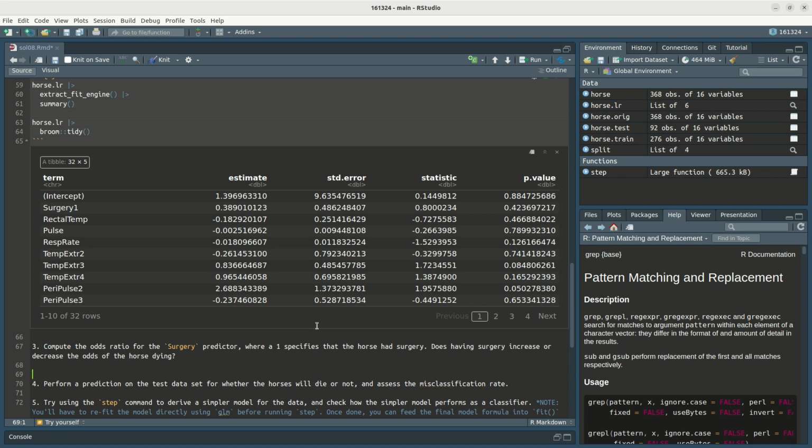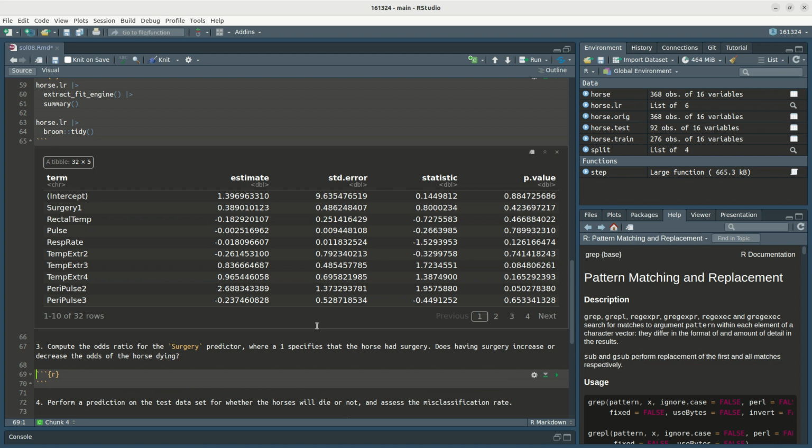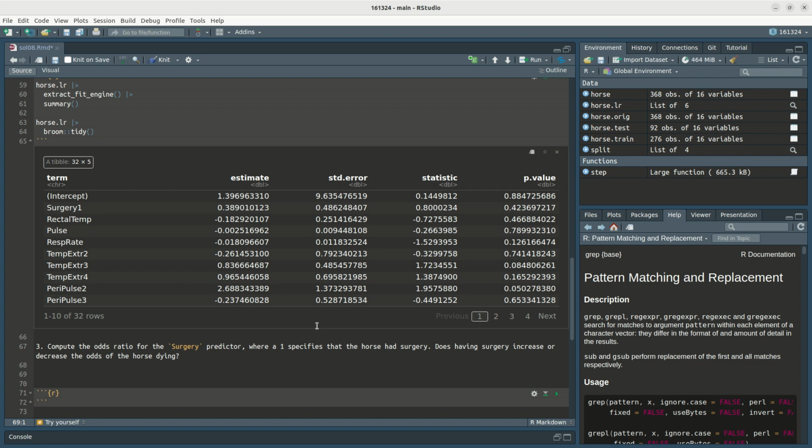Okay, so this next part we're asked to compute the odds ratio for the surgery predictor. Does having surgery increase or decrease the odds of the horse dying? Okay. So to do this, we have to understand what an odds ratio is. I don't think I went through this in the lecture, but of course it is available in the notes.